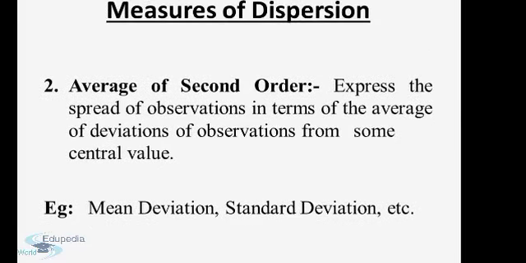The second type is the average of second order. Here what we do is we take the variation from the mean. We first calculate the mean, then we measure the variation of each value of the distribution from the mean, and then we find the dispersion or the variability. Some of the examples here are mean deviation and standard deviation, which we will take after we take the first type of measure of dispersion.